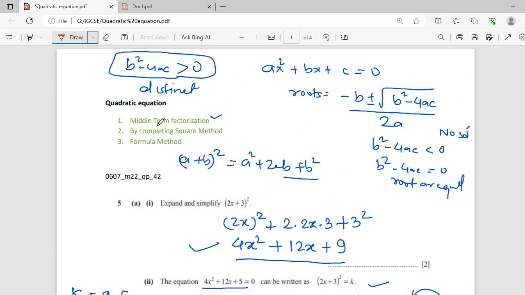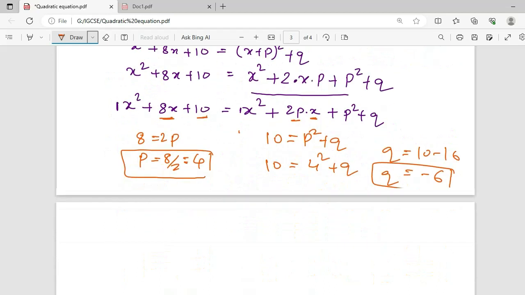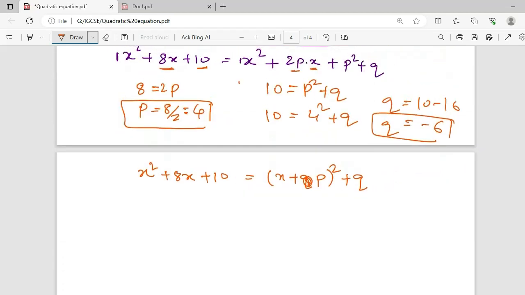Middle term, which we did, formula is either this way or minus b plus minus b square minus 4ac, we can do it. And the completing the square method, we'll see if we can utilize this one, because I didn't solve anything using the completing the square method. We'll try to check if we can do it. So in that scenario, how can we do the completing the square method?